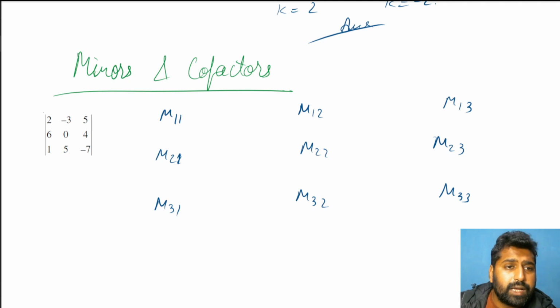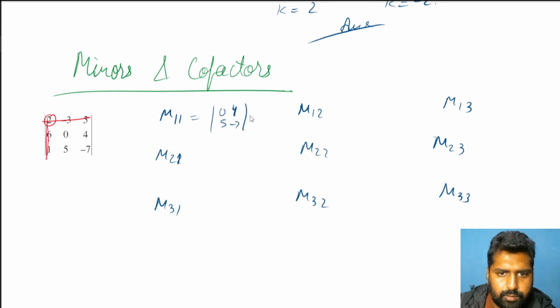So basically, how do we calculate a minor? For the first element, if you are calculating the minor, leave the row, leave the column. You get a 2 cross 2 matrix. Solve the determinant of that: 0, 4, 5, minus 7. What is the determinant? 0 minus 20. So it is minus 20.